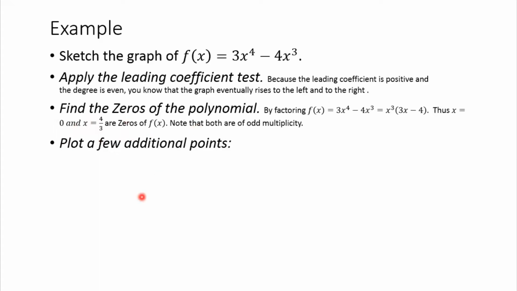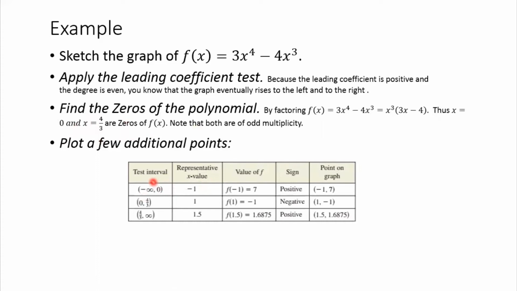So we have here a table. First, create intervals. So this is negative infinity to 0, 0 to 4 over 3, 4 over 3 to positive infinity. Once you have the intervals, that's the time you select one representative, a number that belongs to that interval. Let's say x is equal to negative 1. Since negative 1 is in this interval, this is our representative. For the interval 0 to 4 over 3, we select the representative which is 1. Then 1.5 as the representative of 4 over 3 to positive infinity.